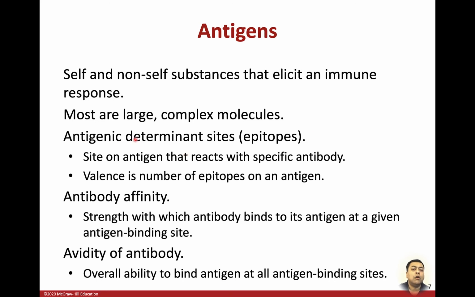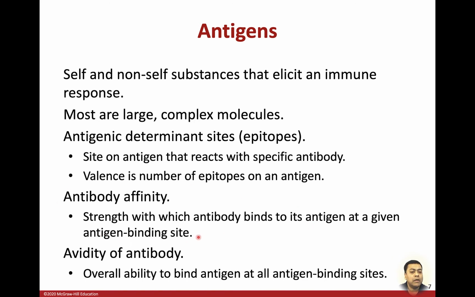So of course, the multivalent antigen, which can react with different types of antibodies, different shapes, will give a much stronger immune response. So the valence number is the number of epitopes on an antigen. Monovalent, one; multivalent, multiple. On the other hand, the antibody affinity is the strength with which the antibody binds to its antigen at a given antigen binding site.